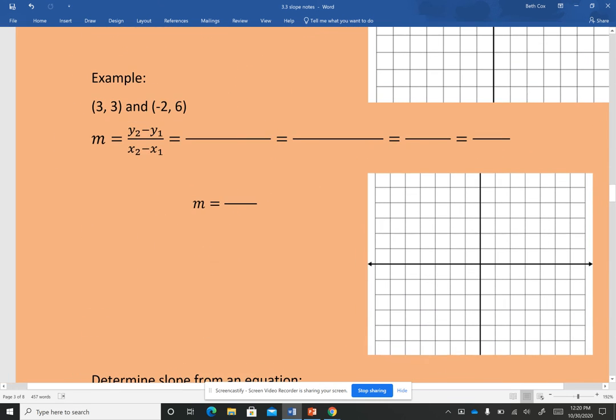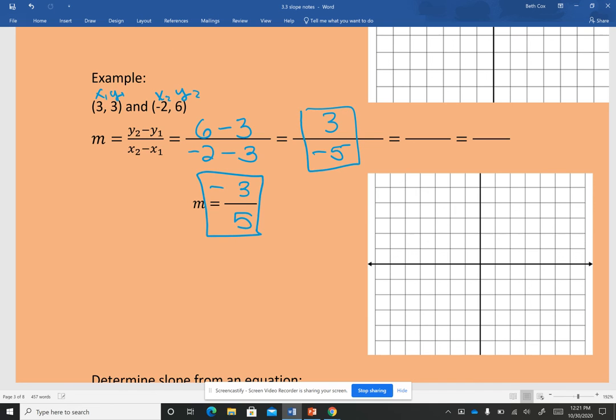Okay, last example. Stop the video, see if you can do it all by yourself without checking. Okay, so here we go. This is the first one, and this is the second one. So I'm going to do 6 minus 3 on top, and negative 2 minus 3 on bottom. Gives me 3 over negative 5. So this could also be a negative 3/5. So remember, the negative on our fraction can be in the front, in the bottom, or on the top. And traditionally, we like it on the top.